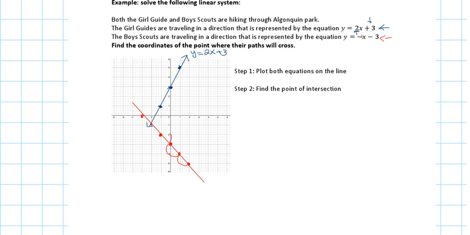Write the equation next to the line. Do you see where the two lines intersect? Yeah. Where is it? Negative 2, negative 1. So this is where the point of intersection is, right? And that is at (-2, -1).